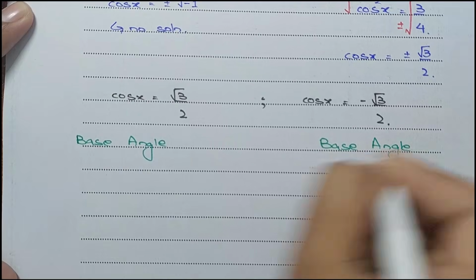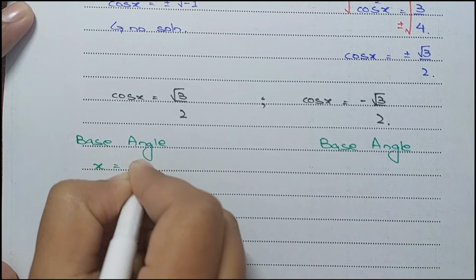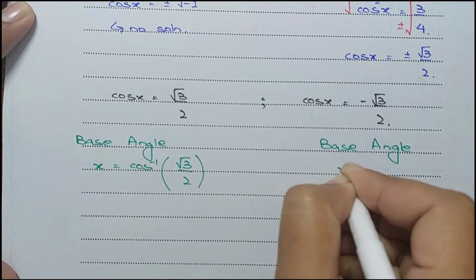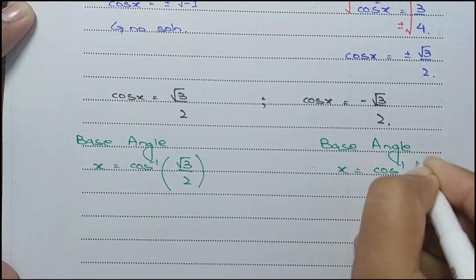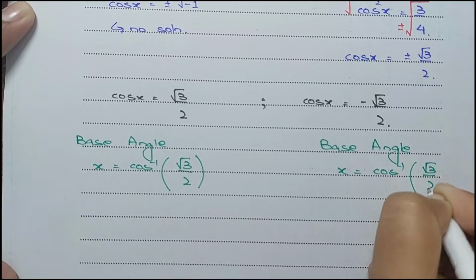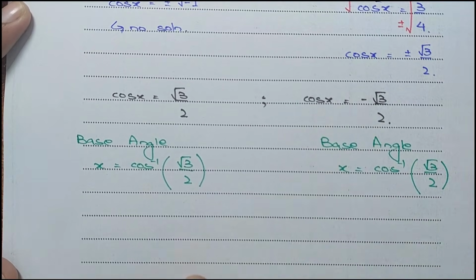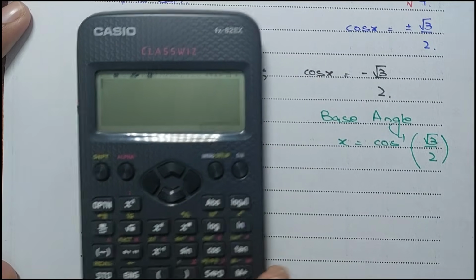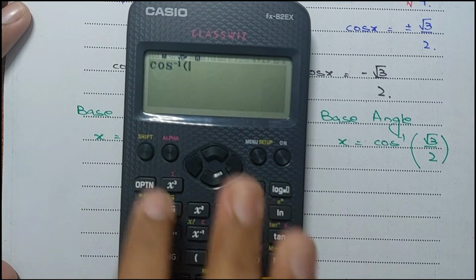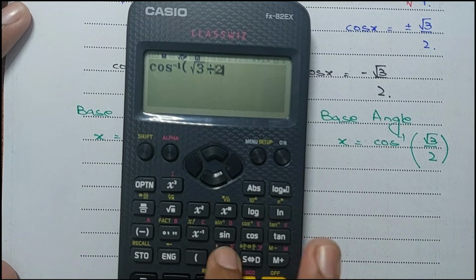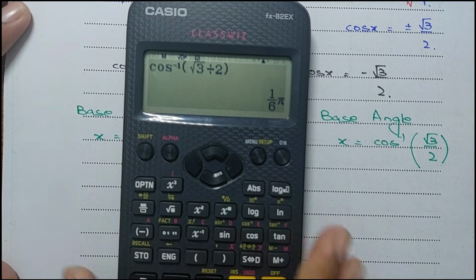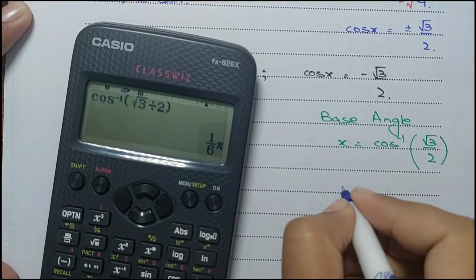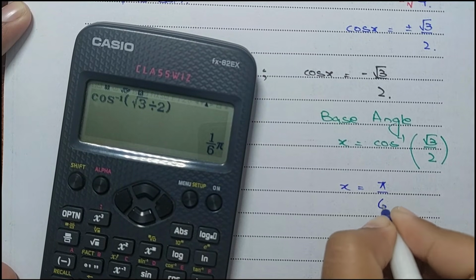So the base angle we need to find without the signs, right? The positive or the negative. So cos inverse of root 3 over 2, and here again x is cos inverse of root 3 over 2. Whenever you have to figure out the base angle, you're not considering the negative signs, right? So it is in radians, right? My calculator is in radians. Okay, that's good. Cos inverse root 3 divided by 2 is pi by 6. So the base angle is pi over 6, and again here the base angle is pi by 6, right?